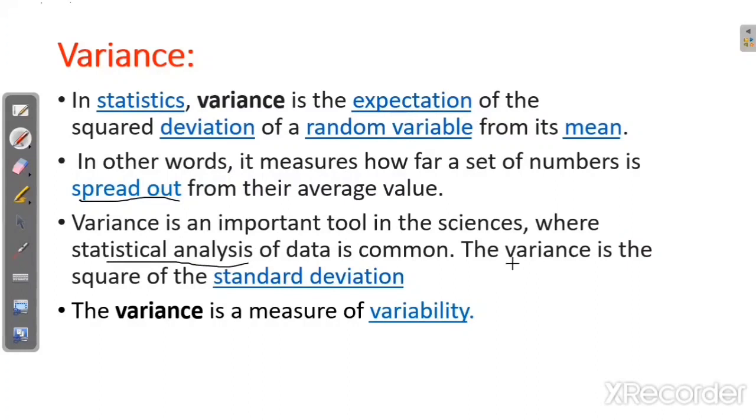So, if we know the variance, we can calculate the standard deviation from it. If we take the square root of the variance, we get the standard deviation. So, variance is nothing but a measure of variability.